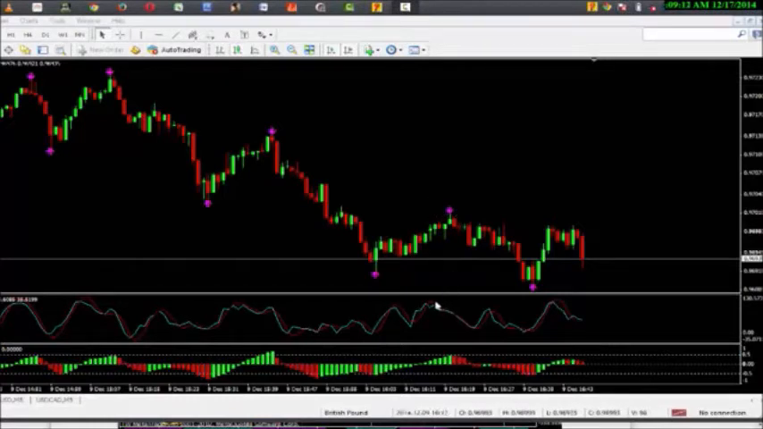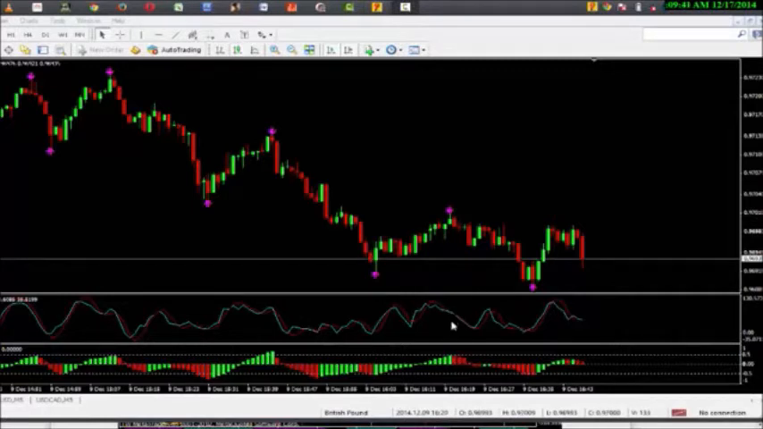We want to see these two lines underneath the bars intersect and change direction. If we're buying puts, for example, they have to be facing downwards. So in this situation, this one corresponds very well.